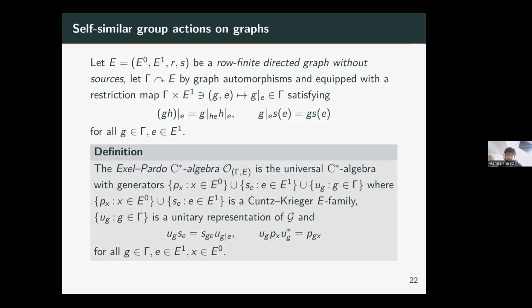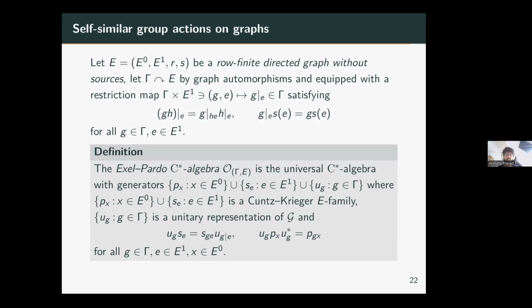And here, as you can see, it depends on the graph E, the group gamma, and the action between them. So this actually generalizes graph C*-algebras as well as group C*-algebras. If you take the group to be just the trivial element, then you get a graph C*-algebra. And if you omit the graph, you get a group C*-algebra.